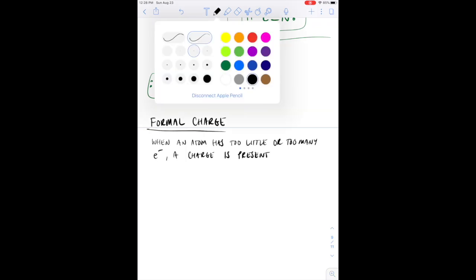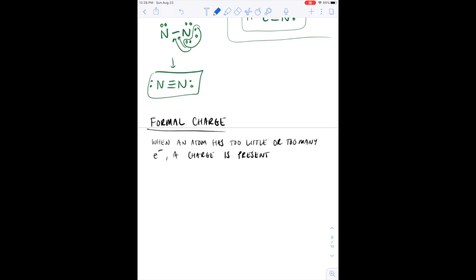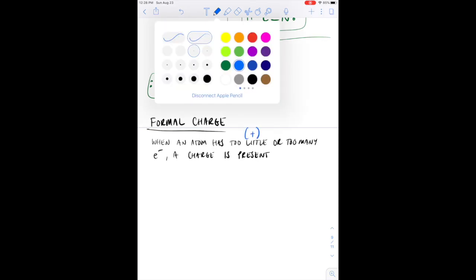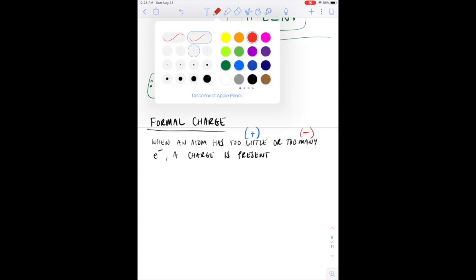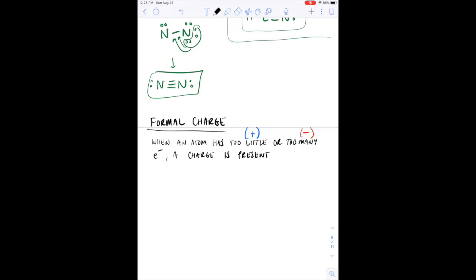And what we mean by too little, that would give us a positive charge, and then too many electrons would give us a negative charge. Think of it. Electrons are negative, right? If we have too many negative things, it's going to give us a negative charge. If we don't have enough of them to balance things out with the protons in the nucleus of that atom, then it's going to be positive.